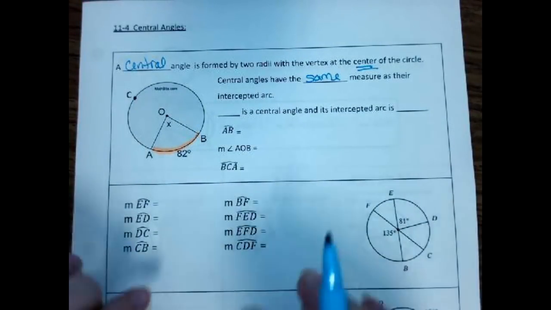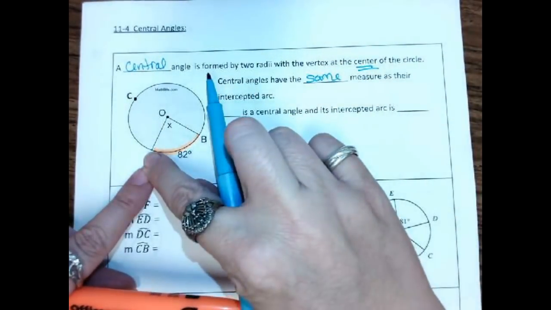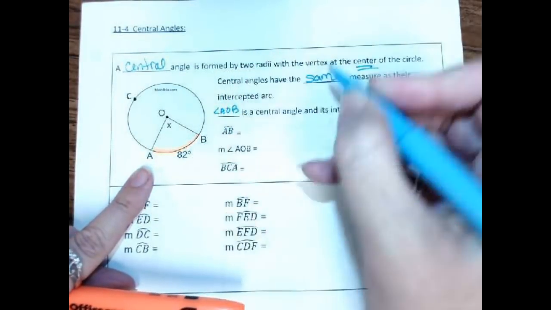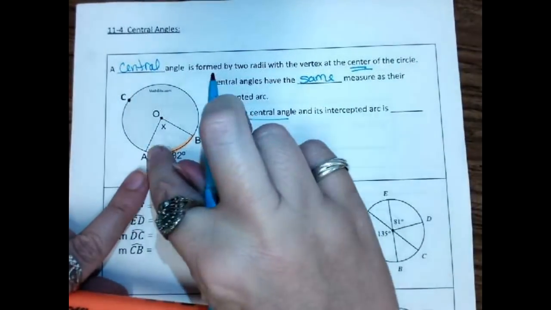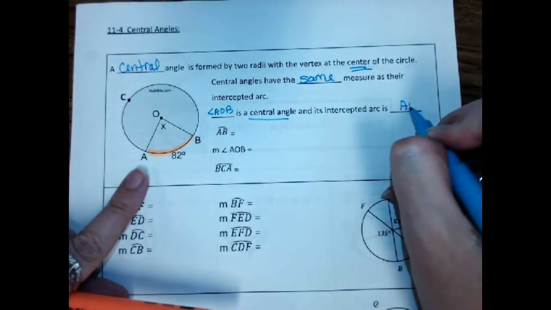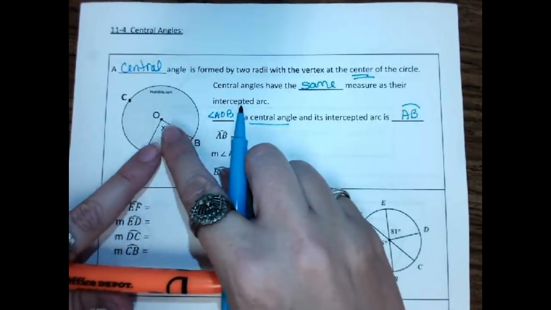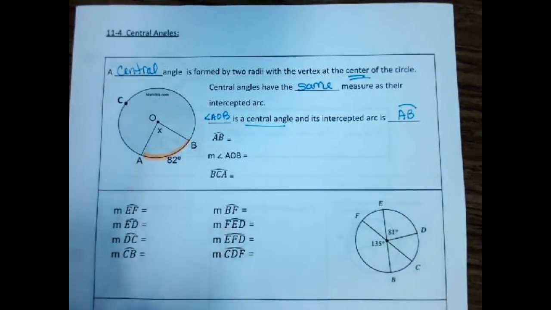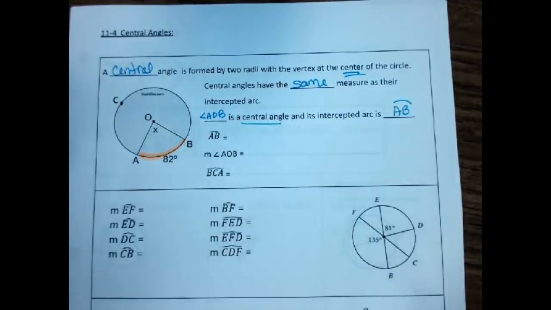And so the central angle is angle AOB. That's the central angle, and its intercepted arc is AB. And you'll notice that we're measuring the arcs in degrees just like we measured the angle. We're not talking about how long it is if I measured it in inches. We're talking about how many degrees is in the arc. And we're going to be using that for all our next units.